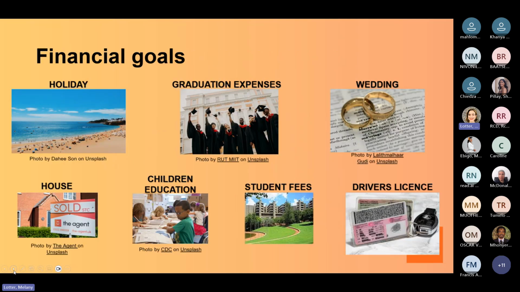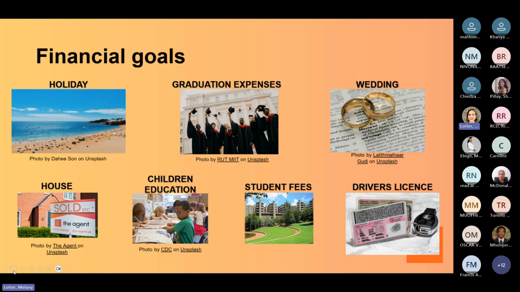Now, financial goals can be anything, and they change as you go through your different life stages. As students, we have very different financial goals from someone that just started a family. So as students, it might be our graduation expenses, a driver's license, or student fees. Once you start working, you meet someone, you start saving for a wedding, you want to have a nice holiday, you want to start buying a house. When you start having children, you're looking at your children's education. So your financial goals can change the whole time, but you'll consistently have something to save for.